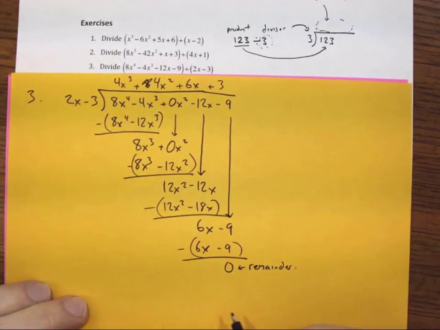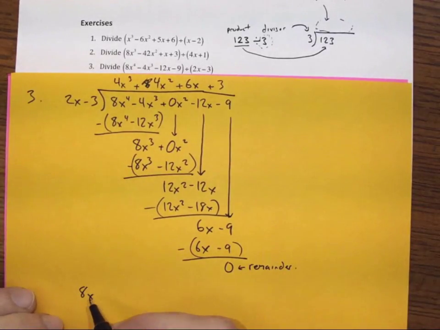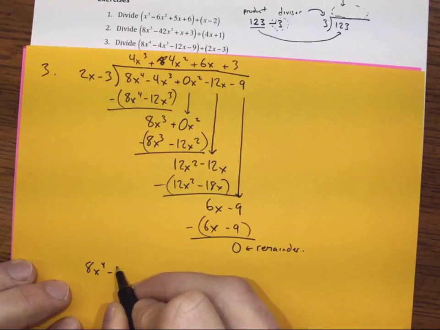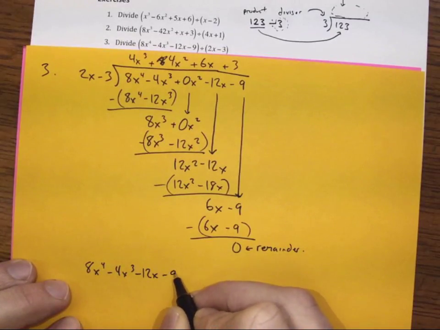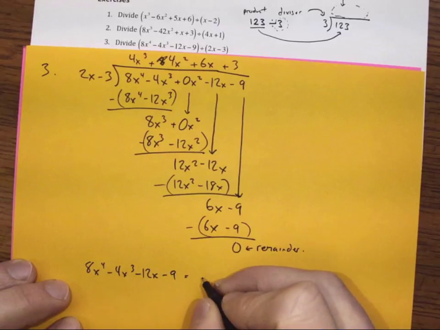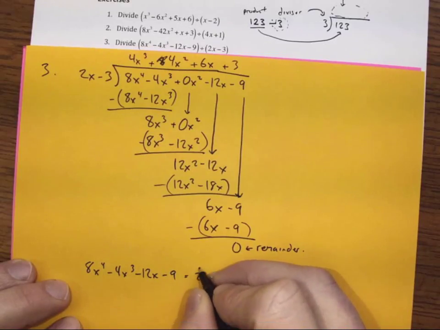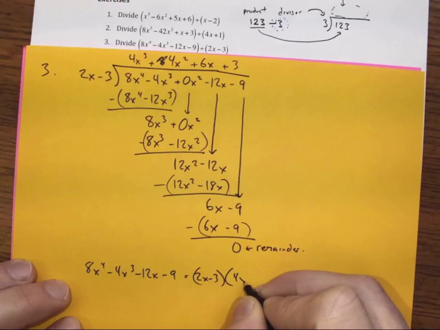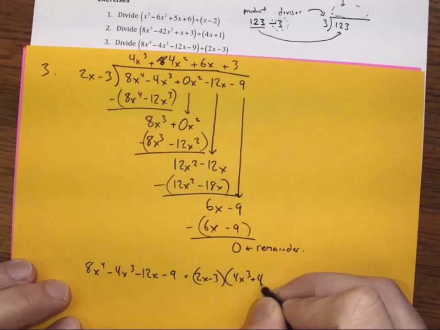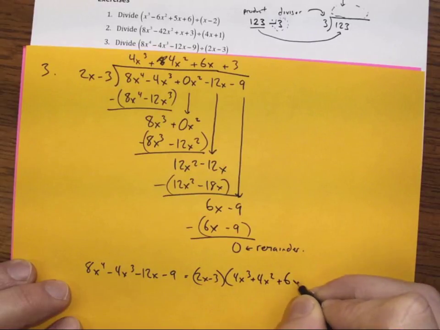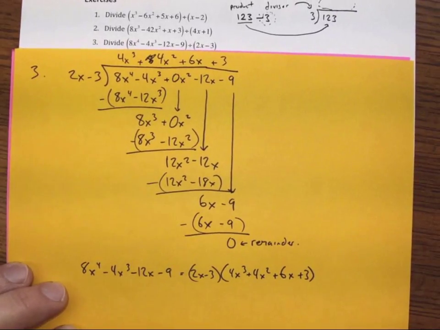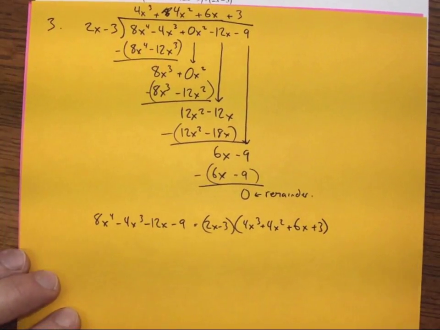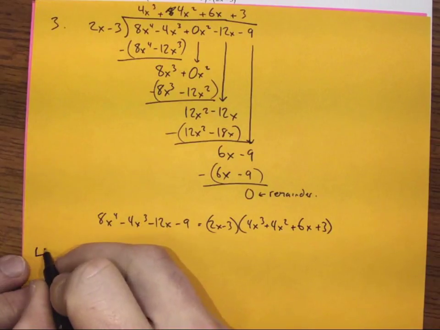Okay, so that means that 8x to the power 4 minus 4x cubed minus 12x minus 9, that's all equal to 2x minus 3 times 4x cubed plus 4x squared plus 6x plus 3. All right, and then we'll move on to question 4.